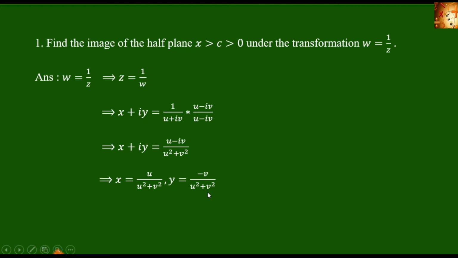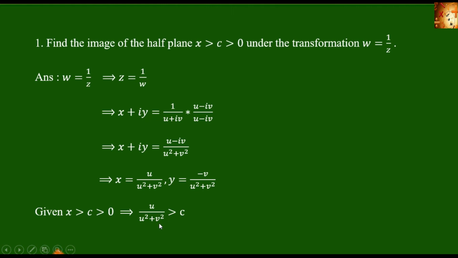This is the first step while finding the image under the transformation W equal to 1 by Z. That is, first of all, Z equal to 1 by W, then substitute Z and W, then find x and y. Next we are considering the region. Here we want to find the image of the half plane x greater than c greater than 0. So x greater than c greater than 0 means, what is x? u divided by u square plus v square.